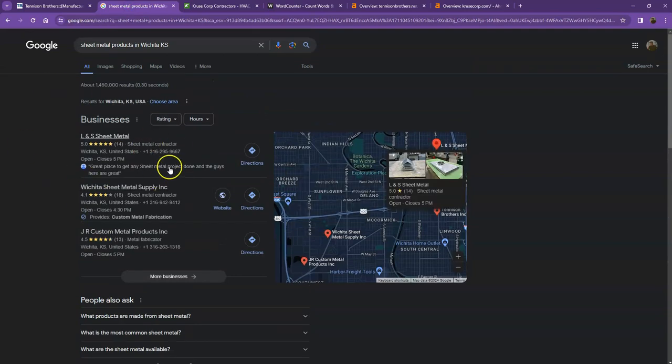So I actually did a quick search of sheet metal products and one of the areas you're servicing. And of course, we'll talk more about the results that we have here. Let's go ahead and start off with the first one. So this is what we call the map pack. And of course, this is something you really would like to be on, since these are the ones that get a lot of attention, a lot of traffic, and are easier to find.